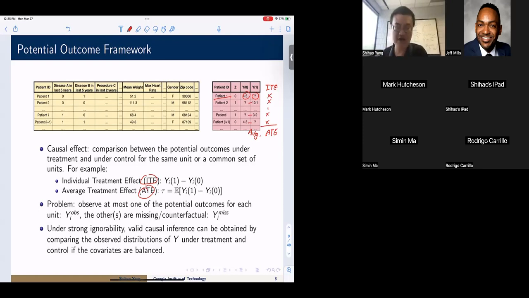Now, it is obvious what the elephant in the room is. The elephant in the room is that I don't know what those question marks are, right? Those are missing values. We only observe one of the pair, Y0 and Y1, and the other part is completely missing. And that's the fundamental problem of causal inference. And under some assumptions, we can compare observed distributions of Y under treatment and control if covariates are balanced.